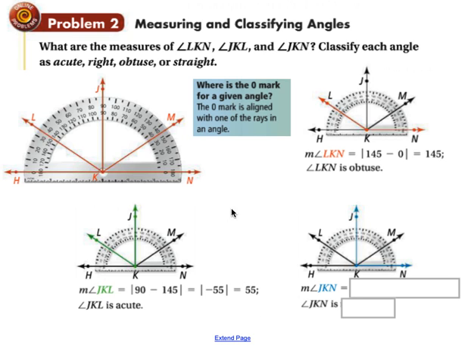And lastly, we want angle JKN. JKN looks like a right angle, so its measure is 90 degrees.